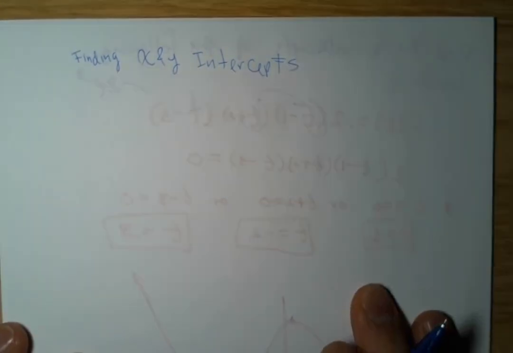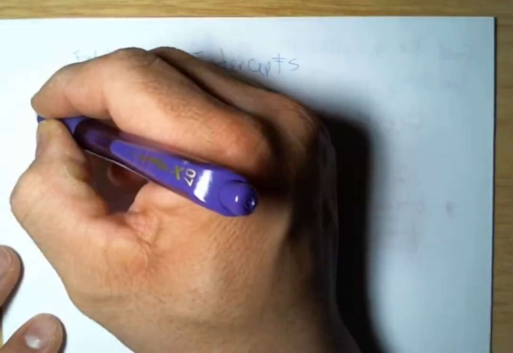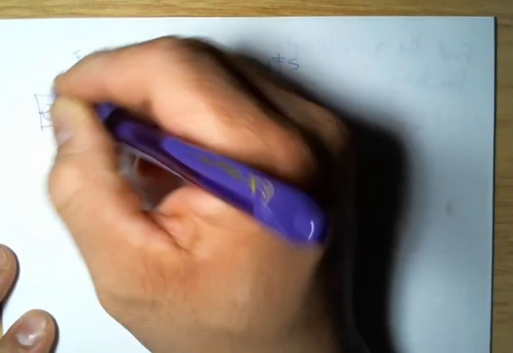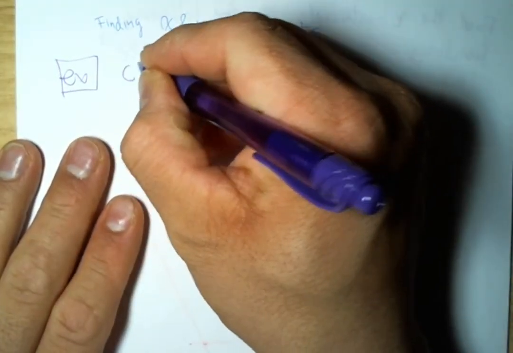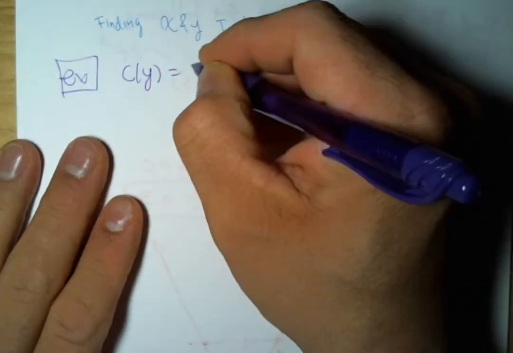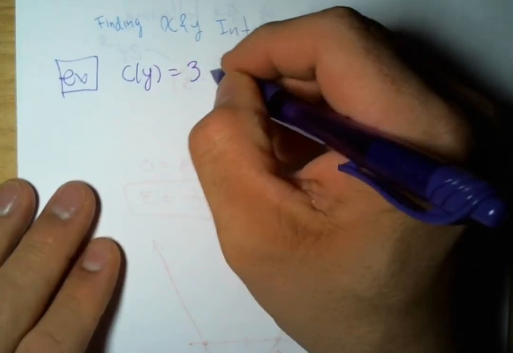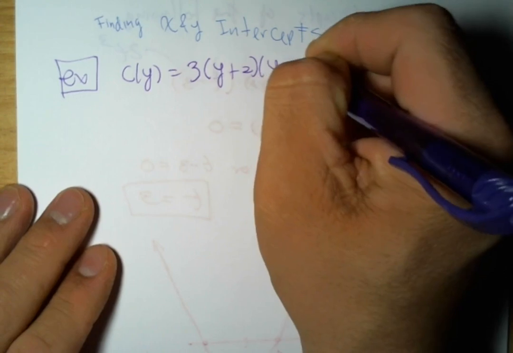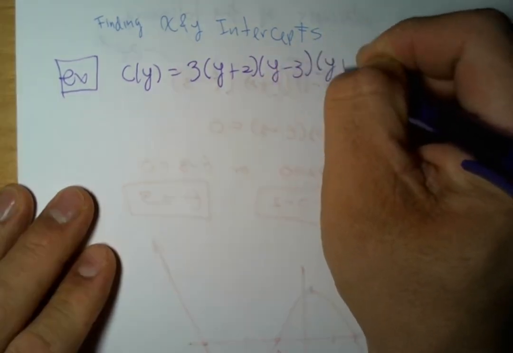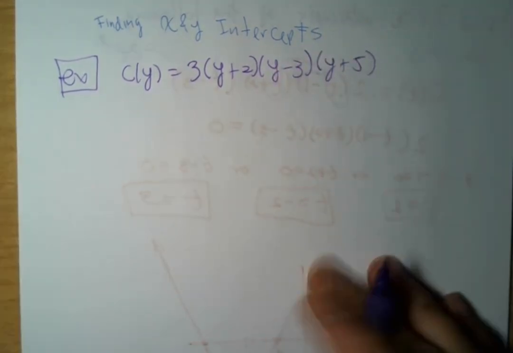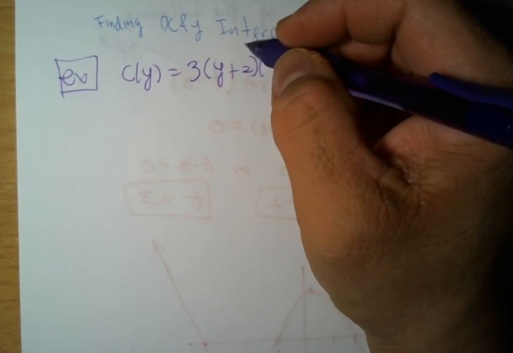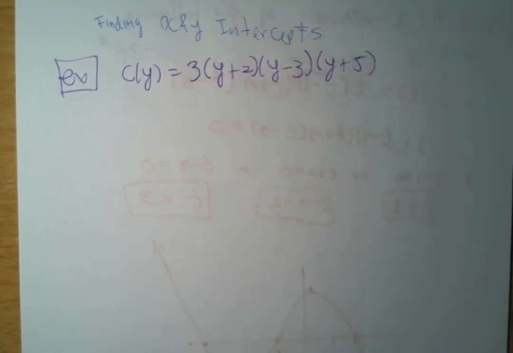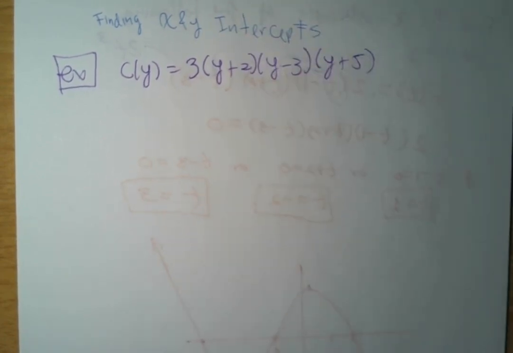All right, so let's start off with this example. Let's say we have the function c of y equals 3 times y plus 2, y minus 3, y plus 5. Oh, excuse me. Yeah, c of y. So it's a function in terms of y.